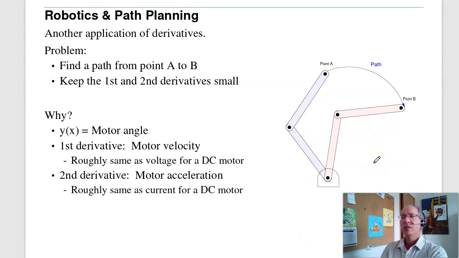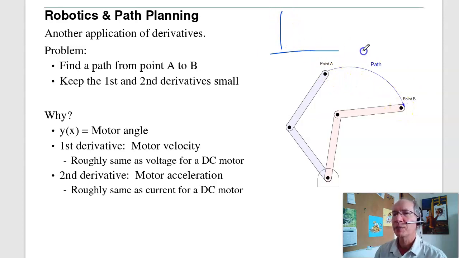So that's kind of what a derivative is. And with Matlab, I can find the derivative using numerical methods. Even if I can't find it by hand, as long as I get the function into Matlab, I can find the derivative. Here's an application of that. It's in robotics for path planning. Suppose I have a robot arm going from point A to point B. How do I do that?